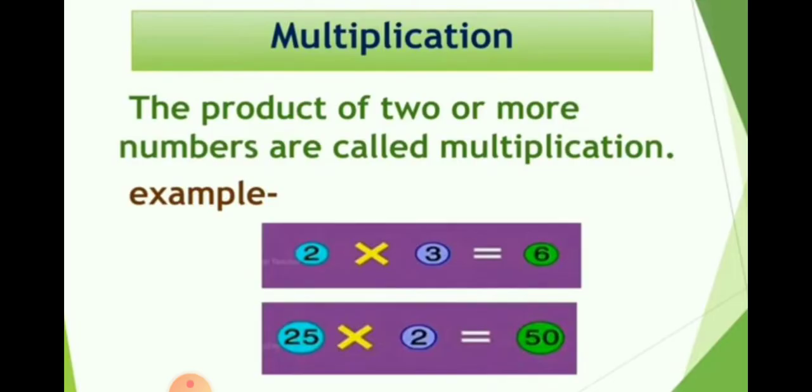So students, what is multiplication? The product of two or more numbers is called multiplication. You can see here, when we are multiplying 2 and 3, we are getting answer 6. So our answer 6 is known as product and this whole process is known as multiplication. Similarly, when we are multiplying 25 and 2, we are getting our product as 50 and the process is known as multiplication.